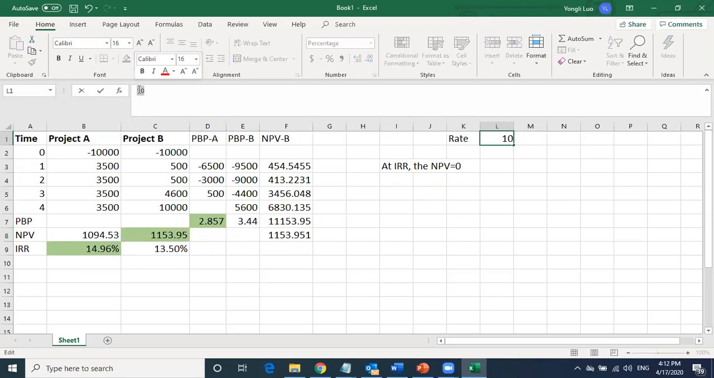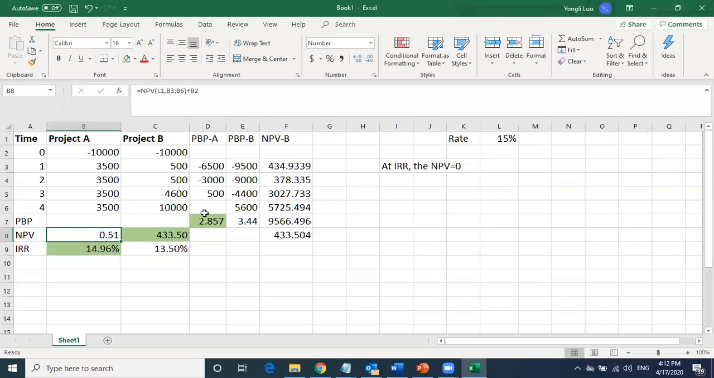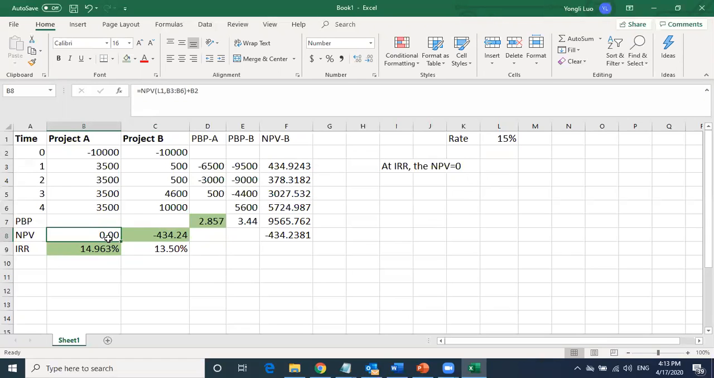We change it to 14.96%, the internal rate of return. We can see the net present value is almost 0, so it's closer to 0. So we add more decimals, 14.963, and it's going to be 0. Or you just type this equal to the internal rate of return and see, the net present value equals 0.